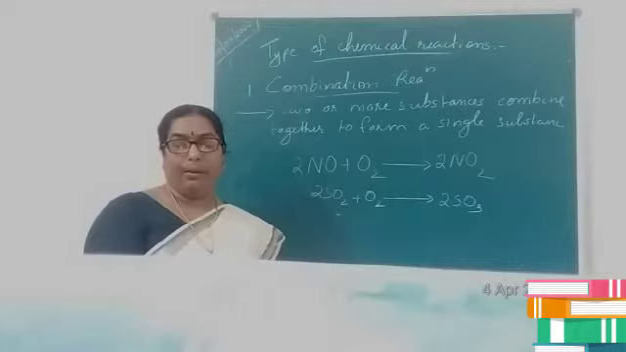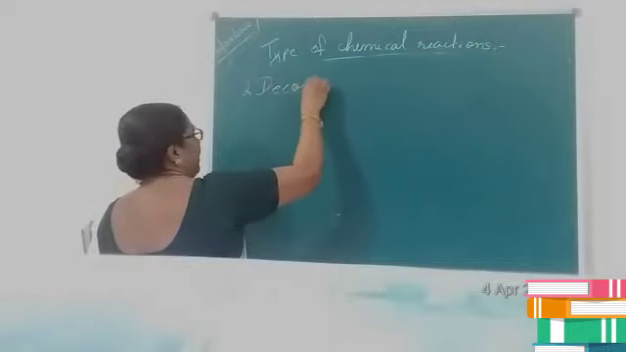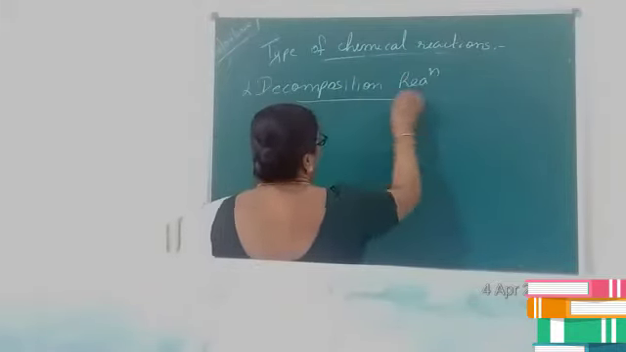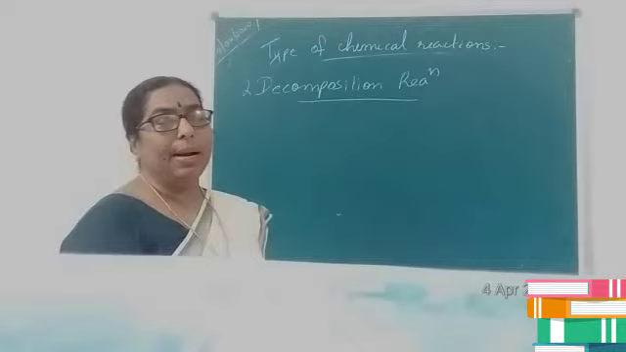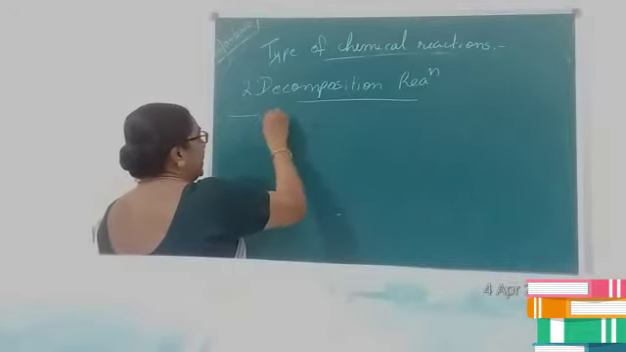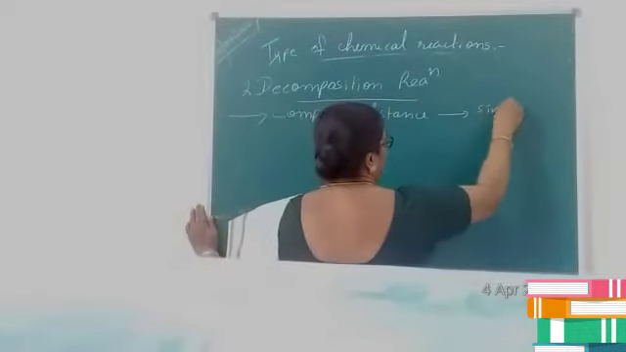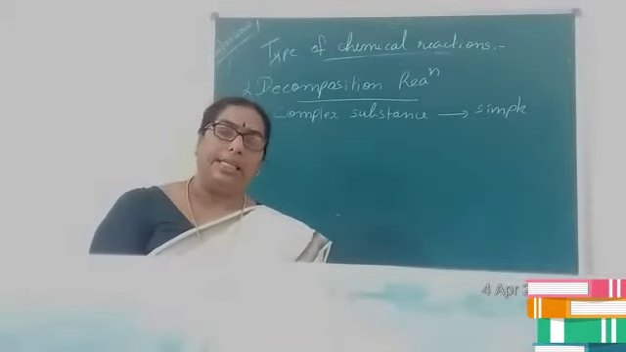Is it clear? Okay, now let us study the second type of reaction, that is decomposition reaction. As the term indicates, decomposition is just the opposite of combination reaction. So can you define the term decomposition? Yes, the reaction which involves the decomposition or the breaking down of a complex substance into simple substances is termed as decomposition reaction.